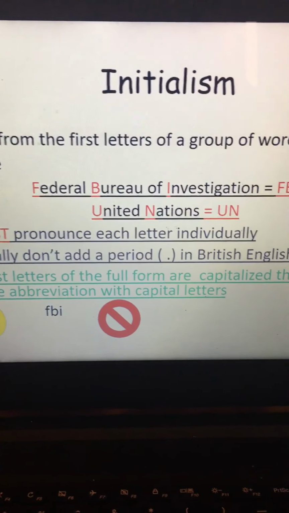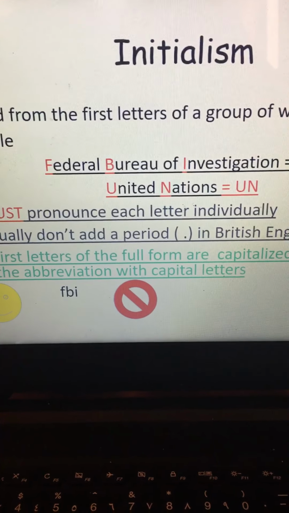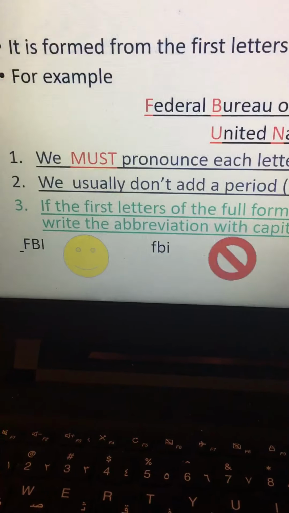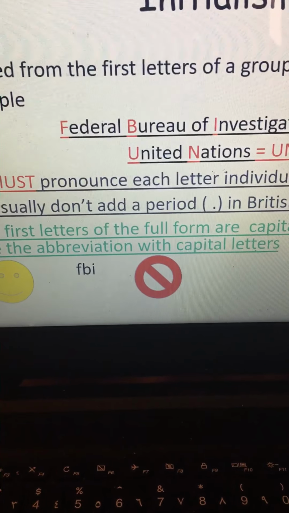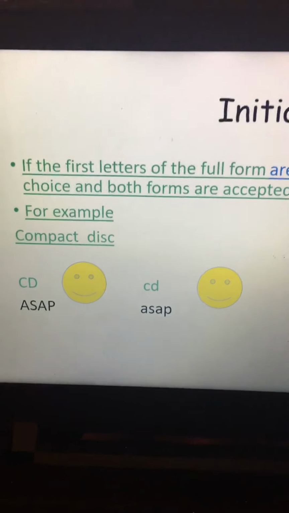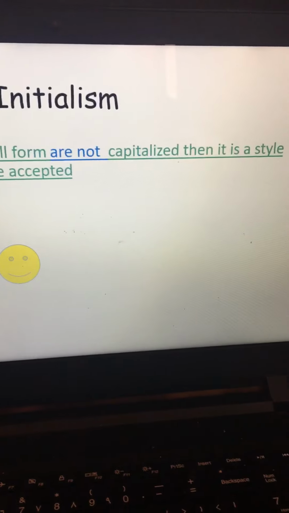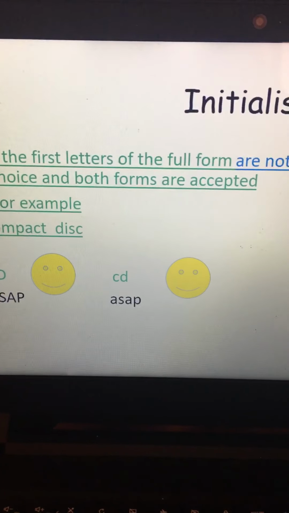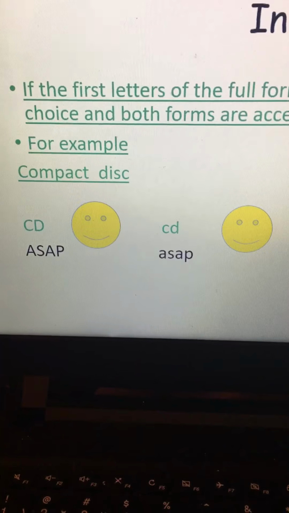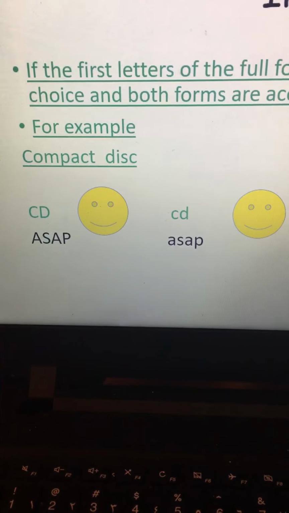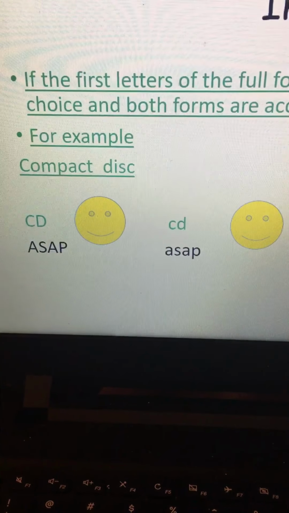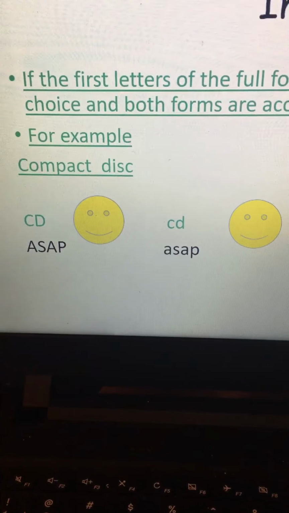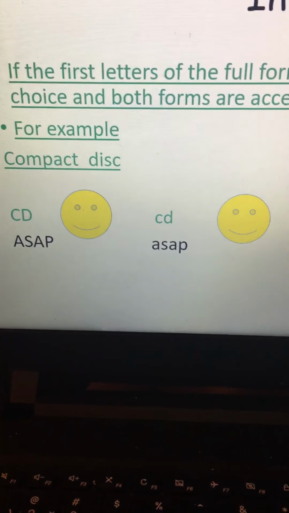If the first letters of the full form are capitalized, then we always write the abbreviation with capital letters, as in the example shown below. Here's the right form, here is the wrong form. If the first letters of the full form are not capitalized, then it's a style choice, and both forms are accepted, like the examples shown below. CD, ASAP. The initials refer to the phrase as soon as possible.